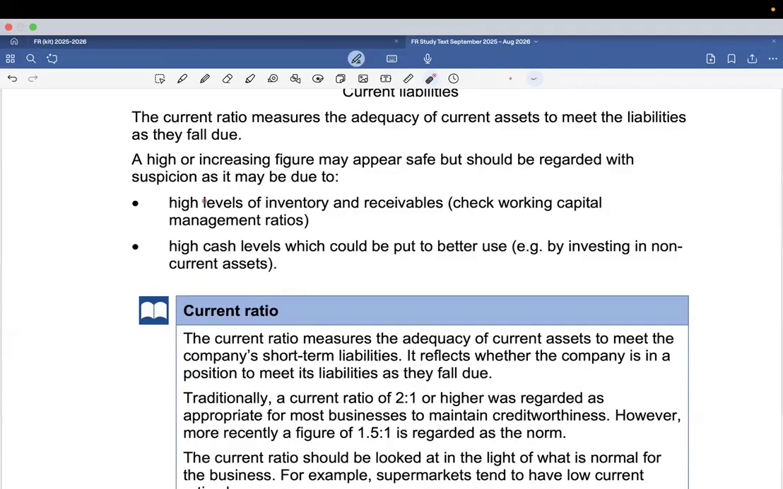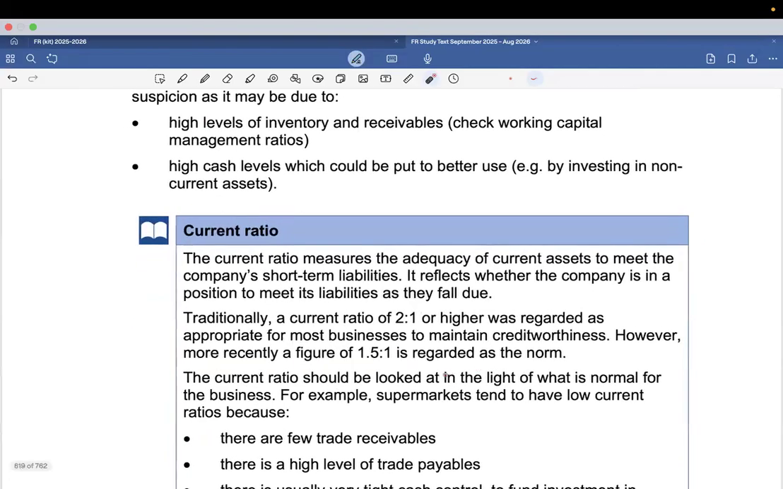That is 2 to 1, 2.5 to 1 is okay. What the ideal ratio is, is 2 to 1, appropriate for all businesses. But most recently, they have found out that 1.5 to 1 is ideal.